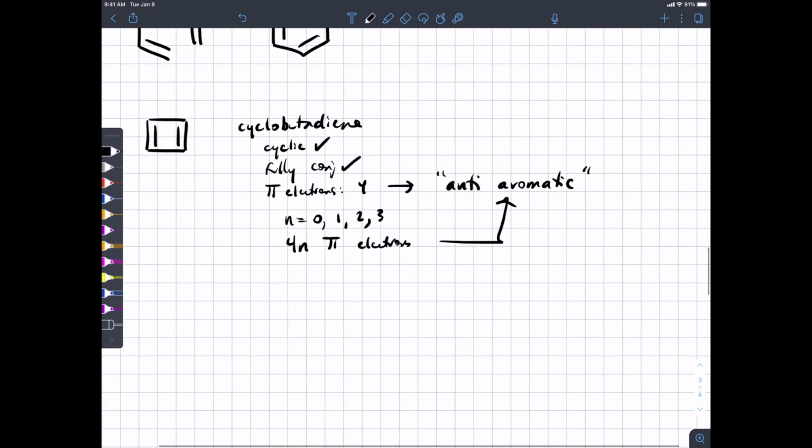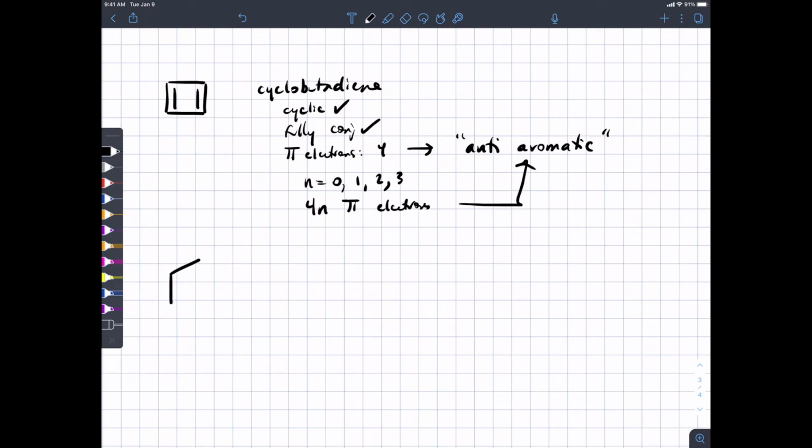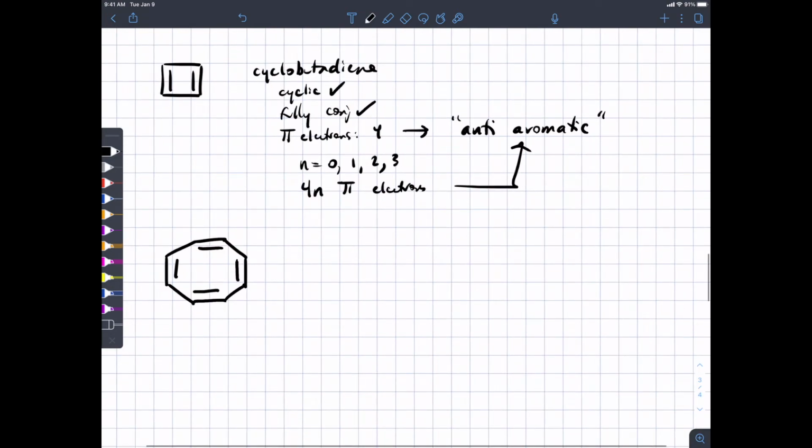Okay. Another example of an anti-aromatic compound is this lovely stop sign molecule, cyclooctatetraene. This would be cyclic, fully conjugated, but it would have 8 pi electrons, and so it would be anti-aromatic.